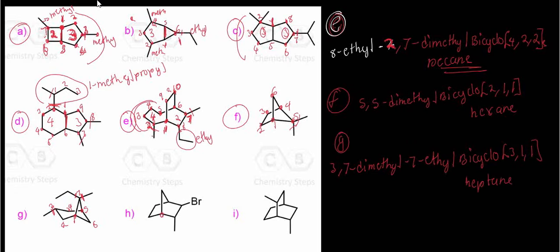Okay, now let's come to this one. On this one, this is my 1. This side we have 2 carbons, this side 2. So this is my 1, this is my 2 here, this is my 1 here, my 2 here, my 3, my 4, my 5, my 6, then my 7.